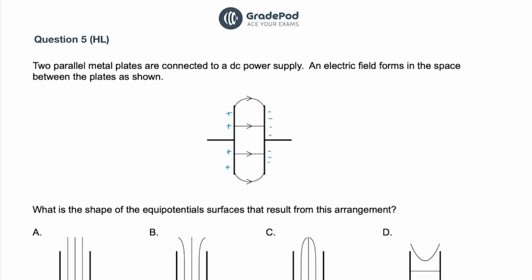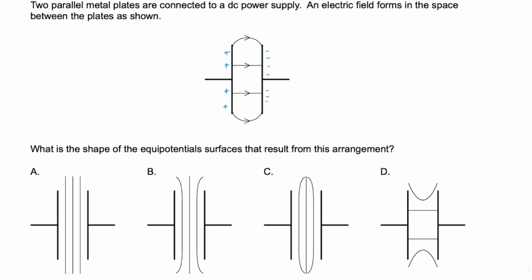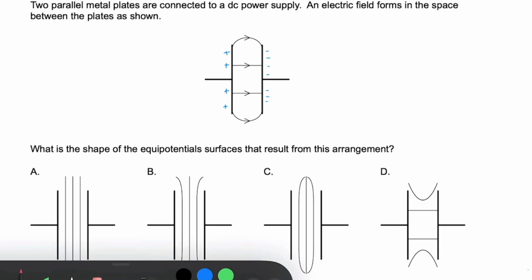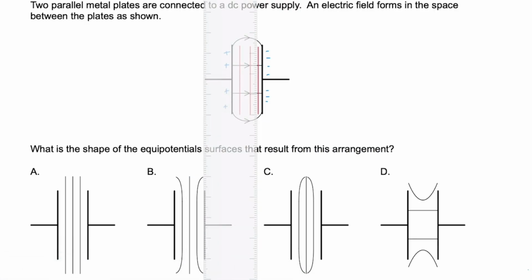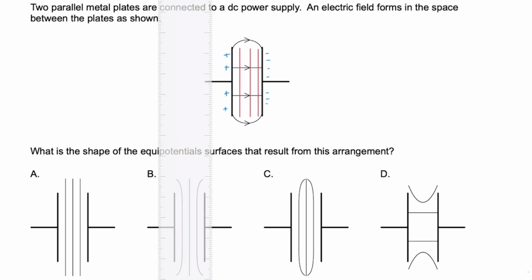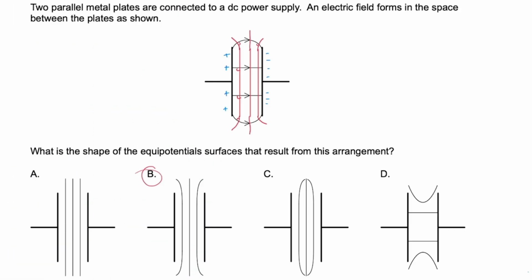What is the shape of the equipotential surface that results from this arrangement? The equipotential surfaces are always at 90 degrees to the field lines. So we know that the equipotential surfaces inside here will look like that, and they'll be equally spaced. Then as we get to the endpoints here, to keep them at right angles to the field lines, we'll have to angle them out slightly. You can see that that would be a right angle there, and similarly down here. It'd have to be angled out slightly. And it's all right angles here. So we're looking at B.